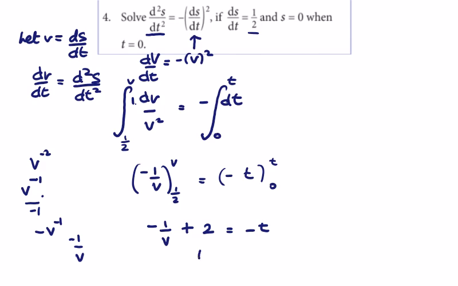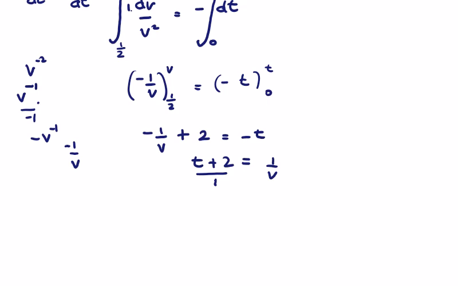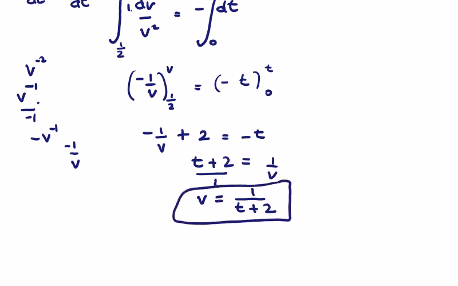So bring the t to the left, t plus 2. T plus 2 is going to be equal to 1 over v. And if we invert these fractions, we get v over 1 is equal to 1 over t plus 2. Be careful. Don't make a silly mistake at that point. So I have v is equal to 1 over t plus 2.